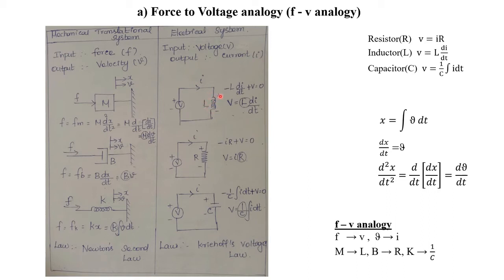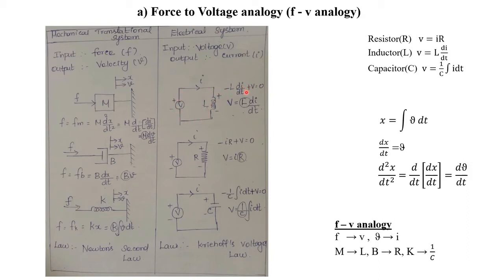What's the voltage drop across the inductor L? Listen here. Voltage drop across the inductor L will be L into di by dt. This is going from plus to minus, so we have to write it as minus L into di by dt. Then here it is minus to plus, so we have to write it as plus.